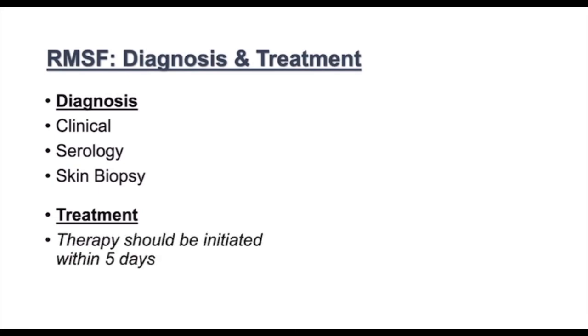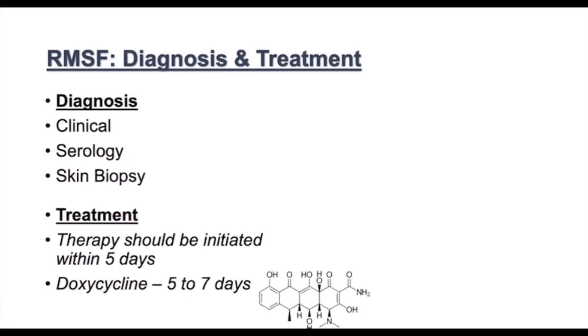And treatment of Rocky Mountain spotted fever is specific and important to remember. First, we should try to start therapy within 5 days of onset of symptoms. And the treatment is doxycycline. So the tetracycline, doxycycline, and we treat for 5 to 7 days. This is very important. For Rocky Mountain spotted fever, we want to use doxycycline. And defervescence, or the abatement of a fever, will generally occur within 3 days of treatment.